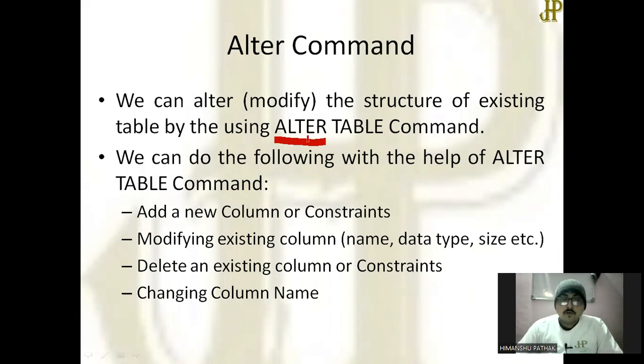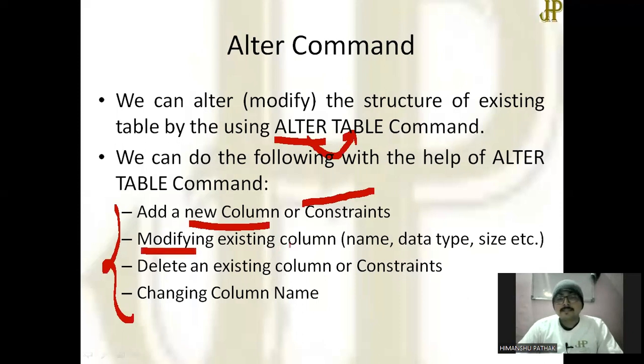And what you are going to alter? Table structure. And in a table, you can do these basic four things. What are they? If you want to add any new column or constraint, if you want to modify an existing column, if you want to change the name, data type, or size, or if you want to delete an existing column or constraint, there is no need of a particular column, you want to just delete it permanently, then the alter command is used.